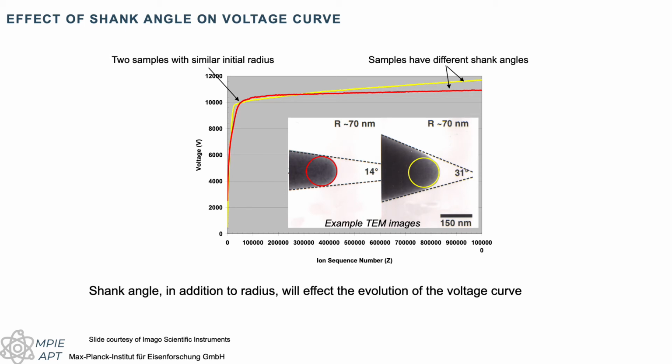And the same thing here, same radius, but 2 different Schenck angles, and we can see that the evolution of the radius as a function of ion sequence or depth is quite different. And so the radius gives you really the field, and the Schenck angle imposes an evolution of the radius, basically, and hence the evolution of the voltage, the slope.